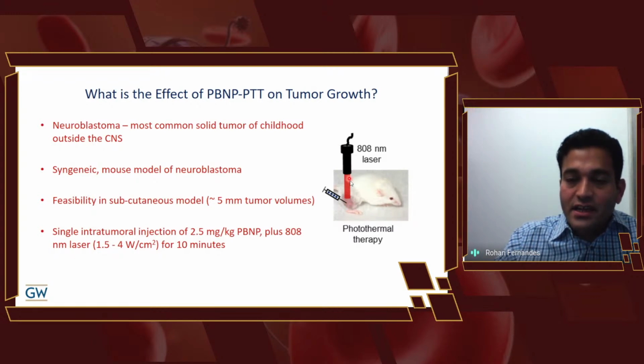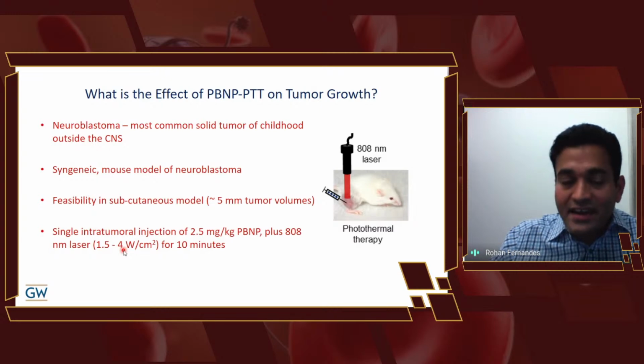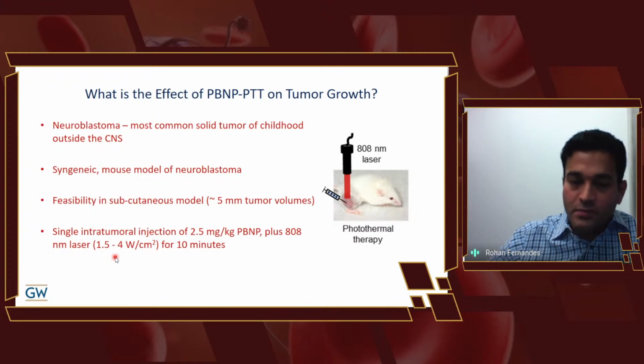And then we irradiated these tumors using an 808 nanometer laser at various laser fluences for 10 minutes. So these were the ranges we tested at that time. But more recently, we have settled on a fluence rate closer to 1.5 to 2 watts per centimeter squared.